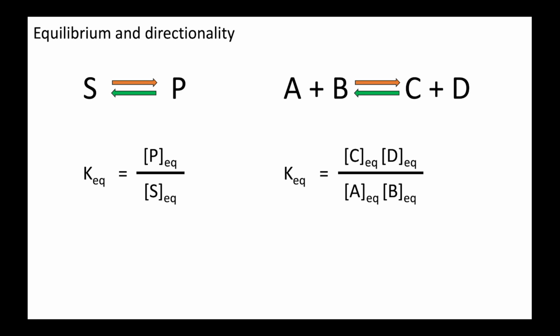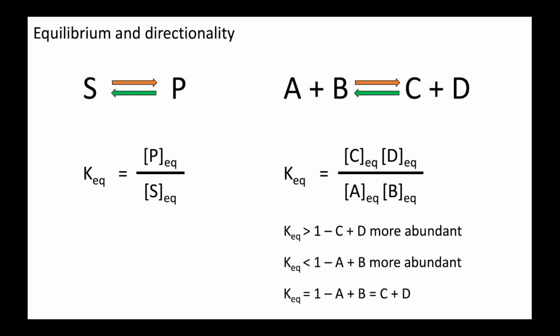If the equilibrium constant is greater than 1, then C and D are more abundant at equilibrium. If A and B are more abundant at equilibrium, then the equilibrium constant is less than 1. And if the concentration of A and B exactly equals C and D, then the equilibrium constant will be equal to 1. So what about directionality?